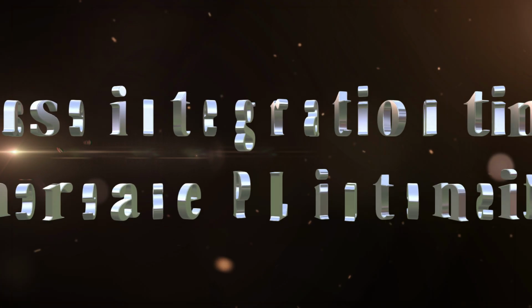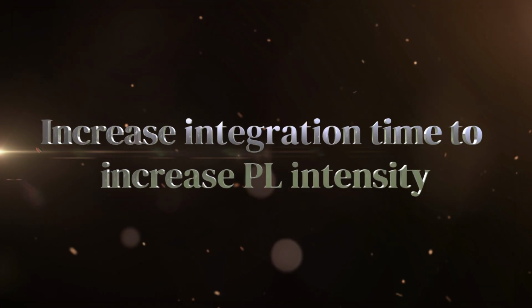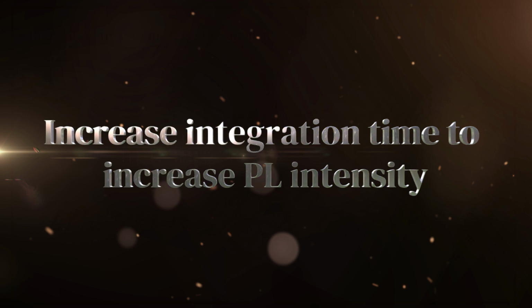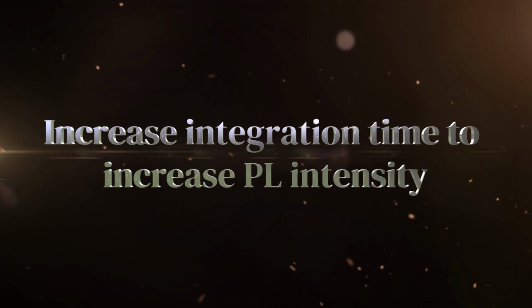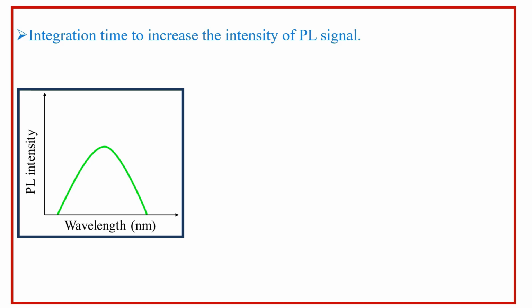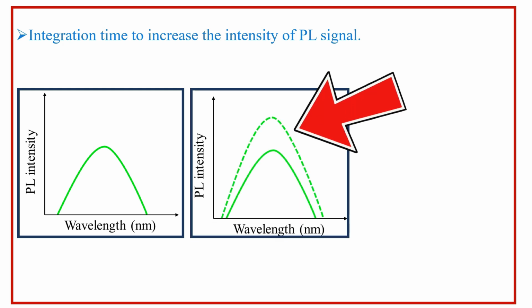Second point is to increase the integration time to increase the PL intensity. You can increase the integration time of your measurement in order to increase the signal intensity. Integration time can be adjusted by the software which you are using for PL measurement. The dotted line represents the PL with the higher integration time than the solid one.